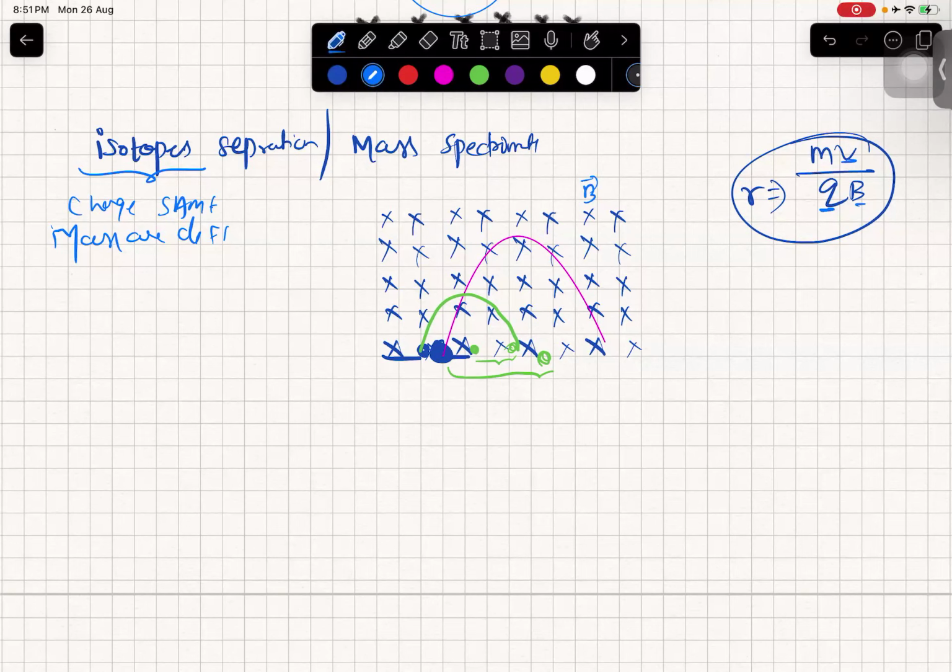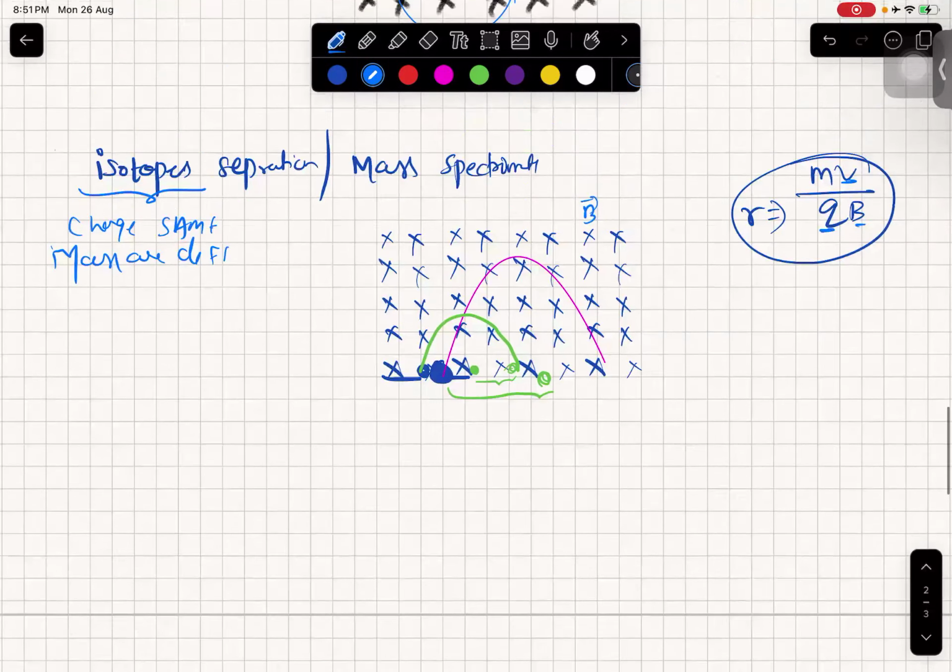This is what we call a mass spectrometer.